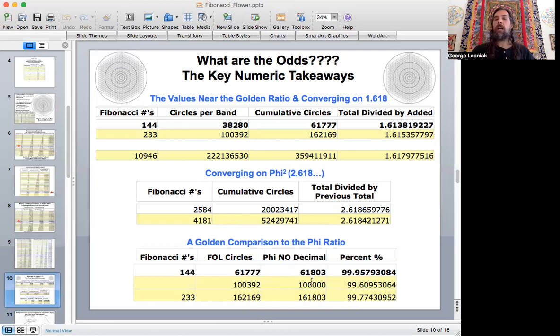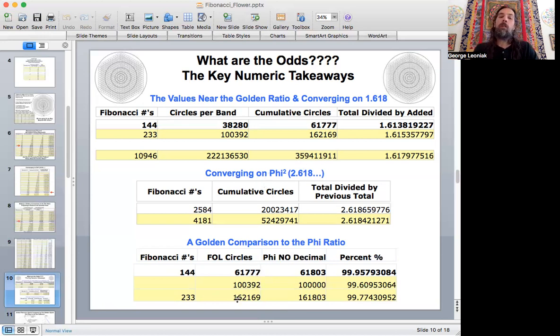So this is with the phi numbers with no decimal in here, because this would be 0.618, this would be 1 solid, and this would be 1.618. And these are the FOL circles. And this one in the middle here would be a circle band. And these two, 6177 and 1621, those are the cumulative circles at those, like in this sequence here.